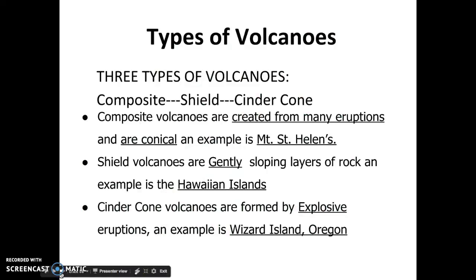So the 3 types of volcanoes are composite, shield, and cinder cone. A composite volcano is created from many eruptions over and over and over, and then they pile on top of each other. And they're typically conical, so they're cone-shaped. For an example, you could use Mount St. Helens. A shield volcano is gently sloping layers of rock. An example of that would be Hawaiian Islands. The lava just oozes up over and over, creating more and more layers. And then finally, the cinder cone volcanoes are formed by explosive eruptions that leave lots of loose rock on them. An example is Wizard Island in Oregon. That's something to check out.